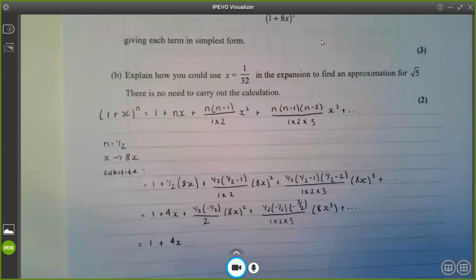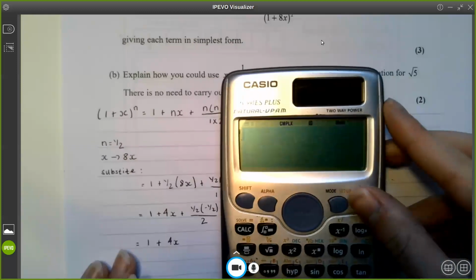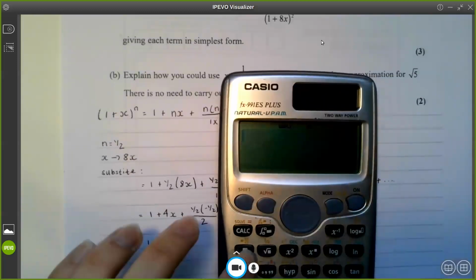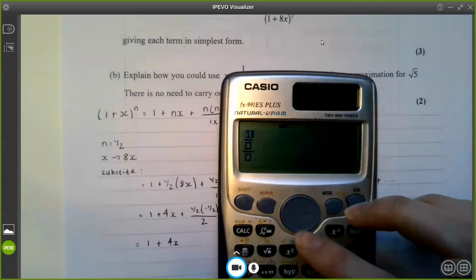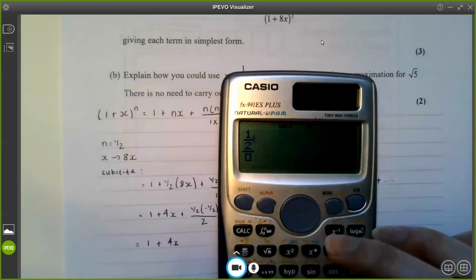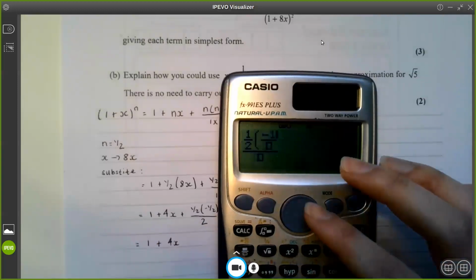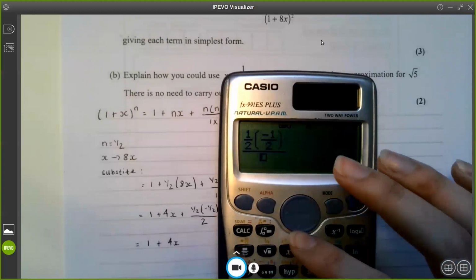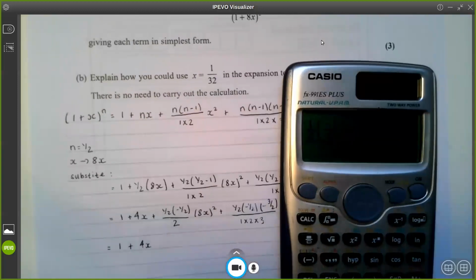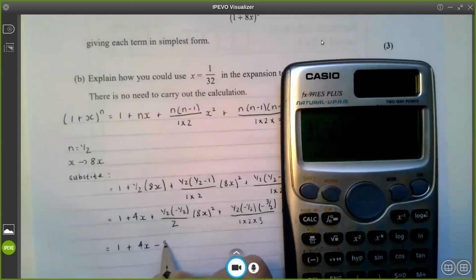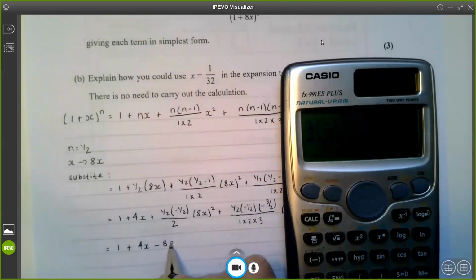So I can use my calculator to help me with this. I've got a half times minus a half over 2 times 8 squared, which is minus 8. So I've got minus 8x squared.